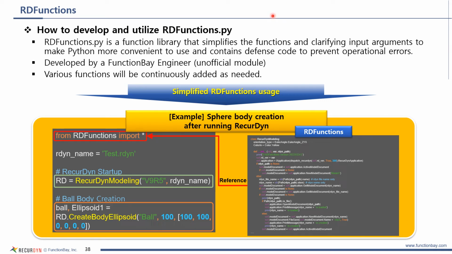How to use RDFunctions is as follows. Here are some example functions. RecurDyn can be launched using just one function called RecurDyn modeling, and you can create an ellipsoid body with just one function, create body ellipsoid. These functions are defined in RDFunctions, and they include the defense codes I mentioned on the previous page. So, for example, if there are duplicated body names, there is no error or interrupt even if you try to use the same name, because these RDFunctions include the defense code.